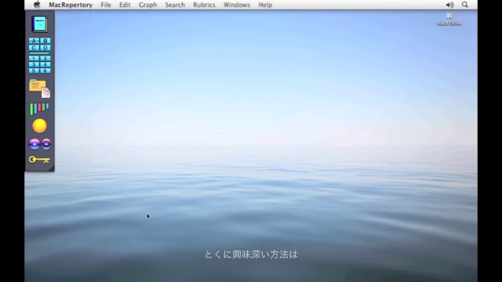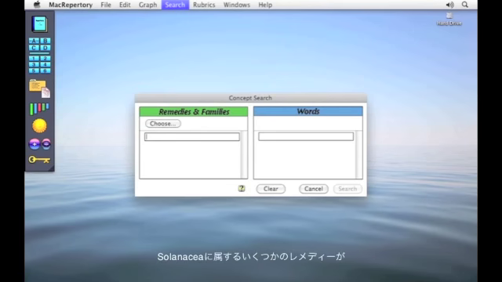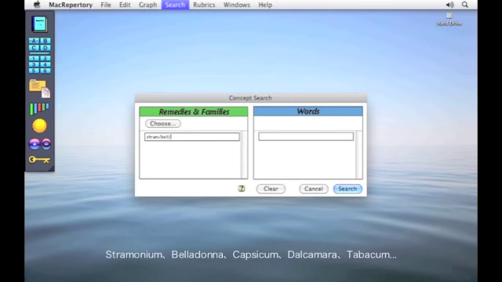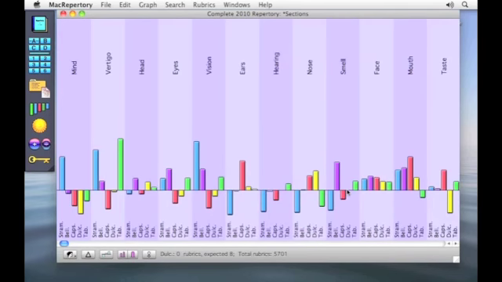One of the most interesting ways I find of doing that is with the concept graph. We can put in a variety of different Solanaceae and then see how they appear differently in the repertory. So, stramonium, belladonna, capsicum, dulcamara, tabacum. Now, what this graph is showing us is how many rubrics each of the remedies had for the sections.